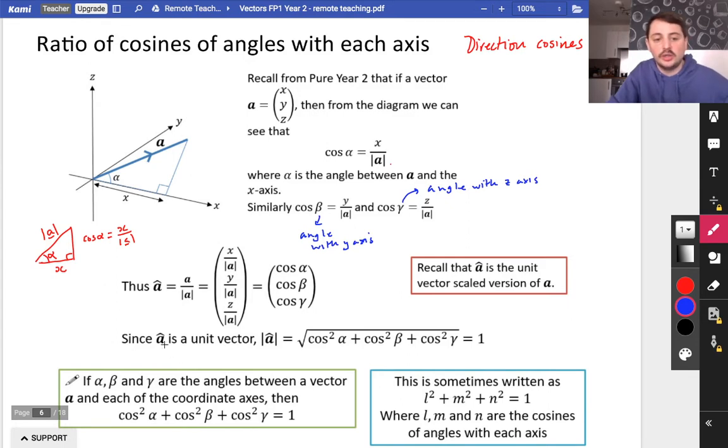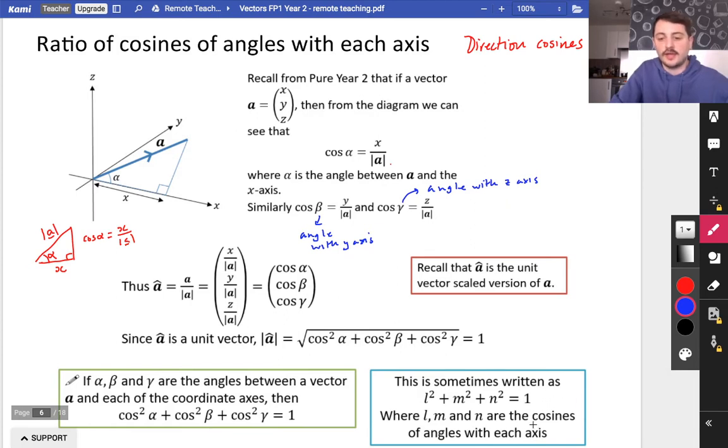And because we know that this thing here is a unit vector, its magnitude is 1. So I can get cos squared alpha plus cos squared beta plus cos squared gamma, literally just Pythagorizing this, square rooting it, and getting 1. So you end up with this statement: if alpha, beta, and gamma are the angles between a vector A and each of the coordinate axes, then cos squared alpha plus cos squared beta plus cos squared gamma is equal to 1. But you will sometimes see this written as l squared plus m squared plus n squared equals 1, where l, m, and n are the cosines of the angles with each axis.